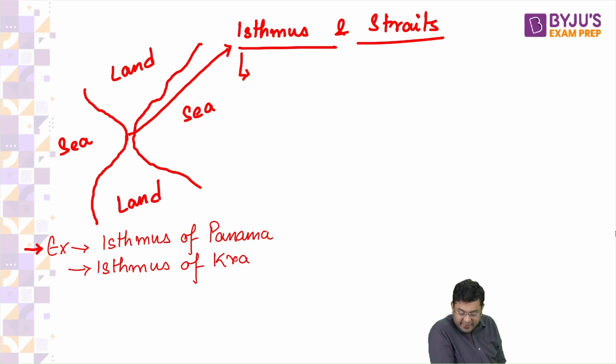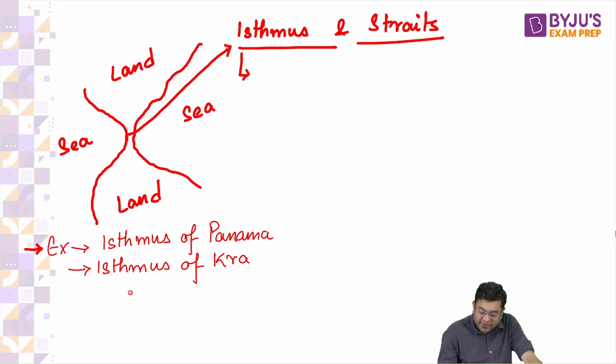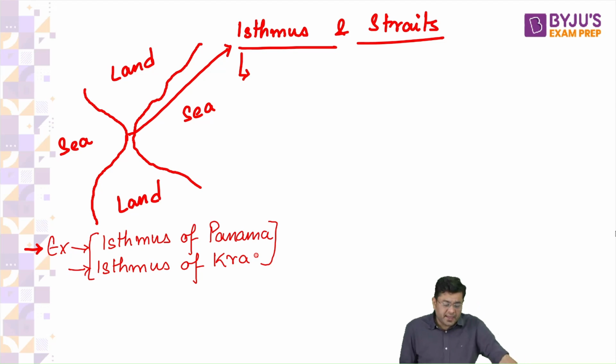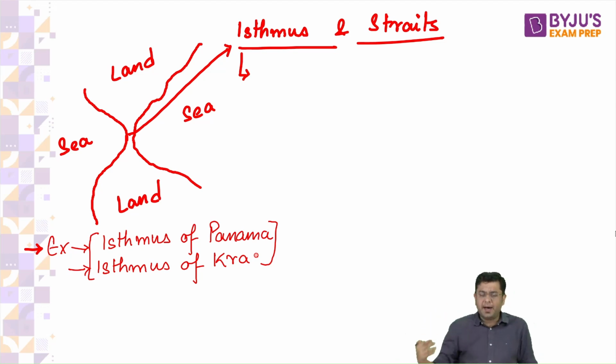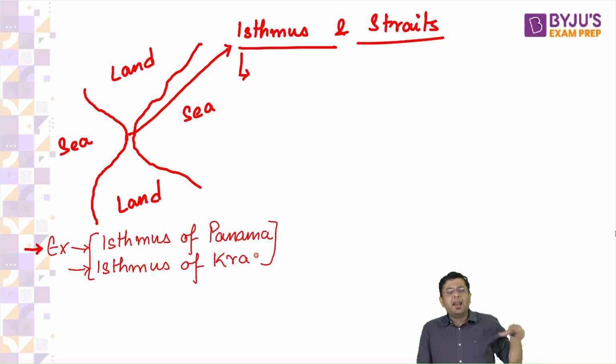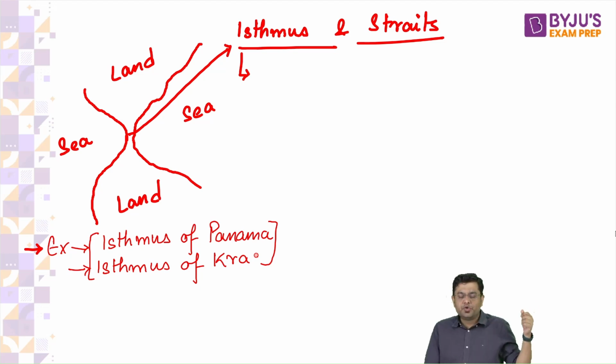Where is isthmus of Kra situated? Where is it situated? Yes, very good. In the region of Thailand. That is where you have the isthmus of Kra. Okay. So that is basically the aspect of isthmus that we have.